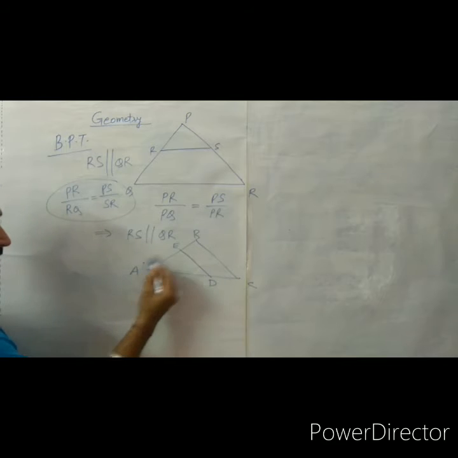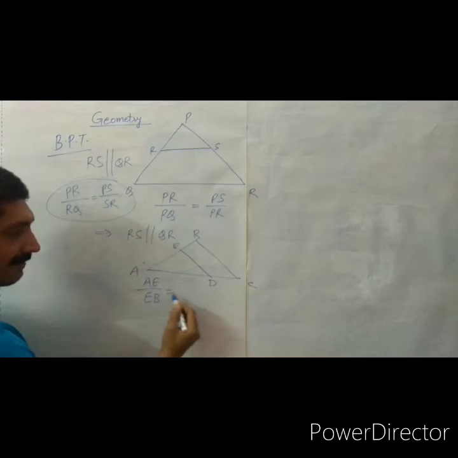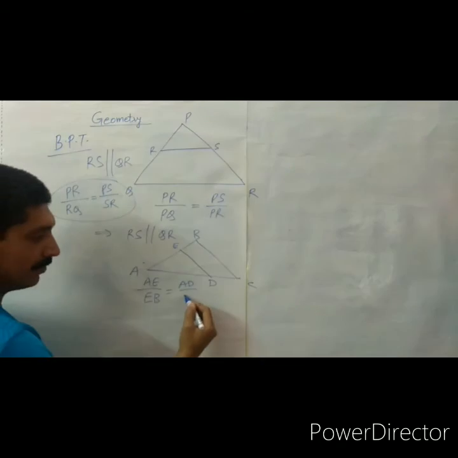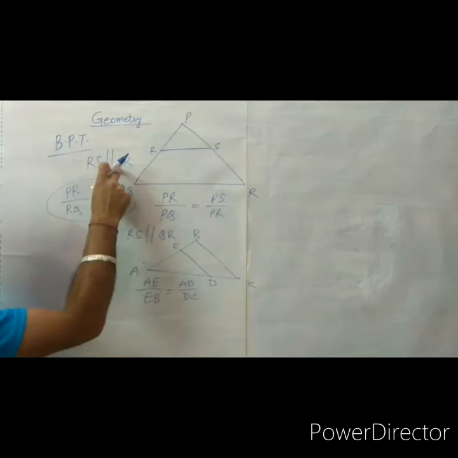So here, always AE upon EB is equal to AD upon DC. So here ED is parallel, like here.